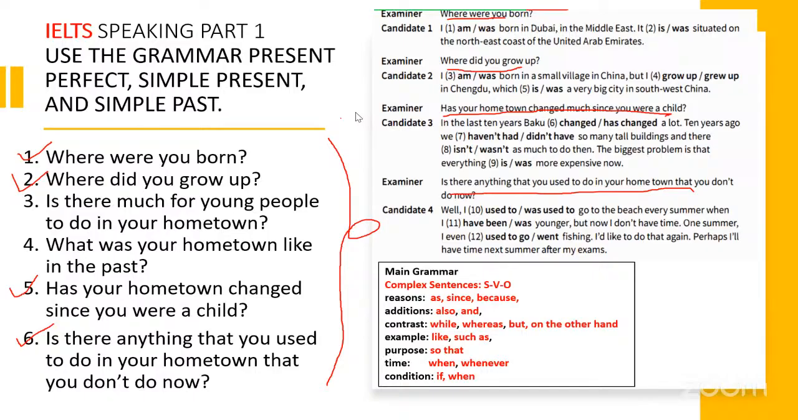Oh, sorry, teacher, I haven't finished yet. Okay, okay. How about Sam? Sam?